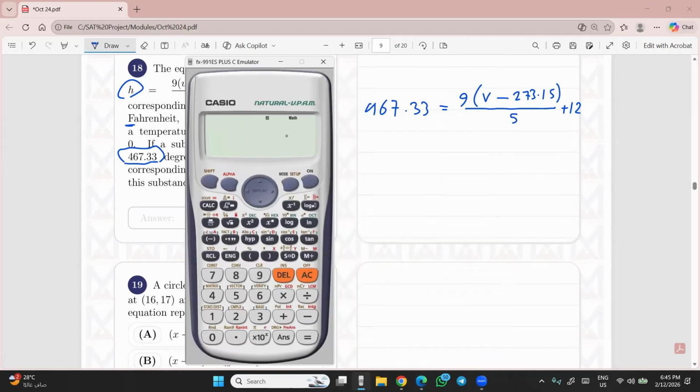We write this number 467.33 and write an equal sign, using alpha with this button right here, and make a fraction bar, write 9, and instead of this V, we write X, and X can be written on the calculator with alpha, closing parentheses, minus 273.15 over 5 and go right and write plus 12. And then we use shift calc equals because this is an equation, and the answer is 526.1. We can just make it this way, stop at 1 because we need to write 5. We have only 5 spaces allowed. So 526.1 is our answer.